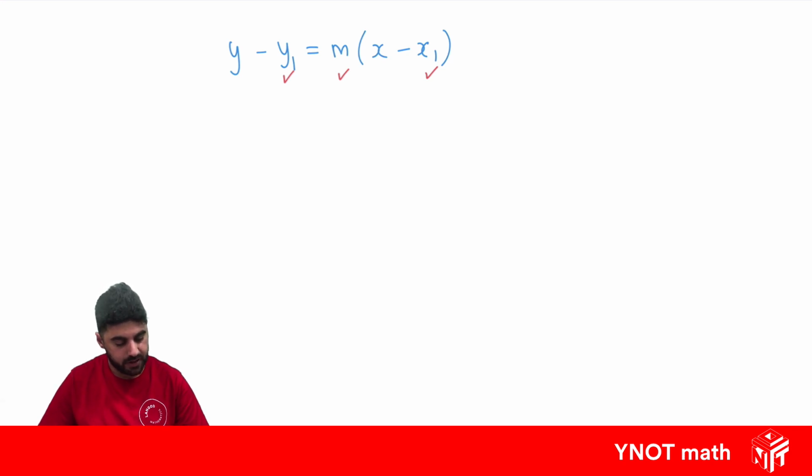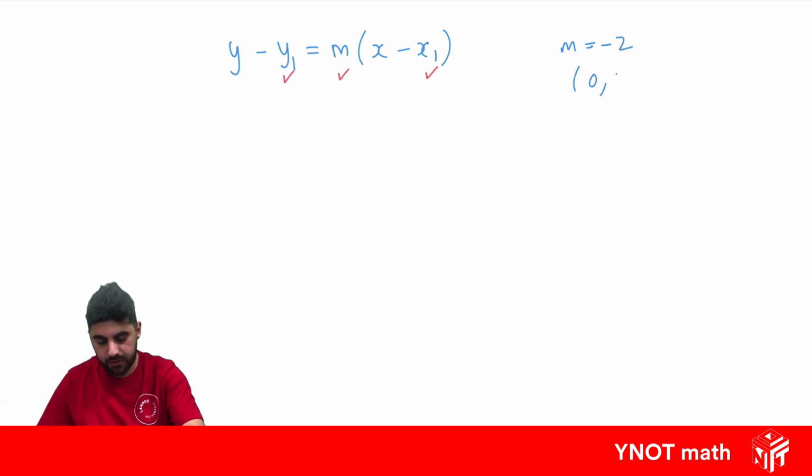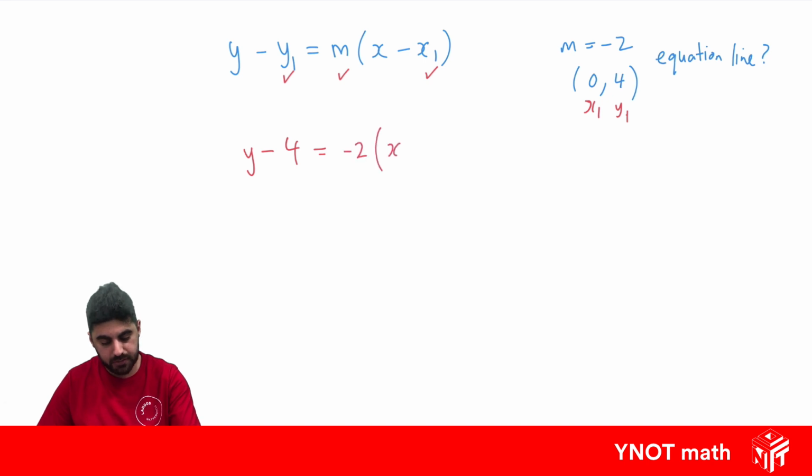So let's do an example. If we have a gradient of minus 2 and going through the point 0, 4, we're after the equation of the line that meets these conditions. We can use our formula where this is going to be x1 and this is going to be y1. So we're going to have y minus y1, well that's 4, equals our gradient, which is minus 2, outside of x minus x1, which is 0.